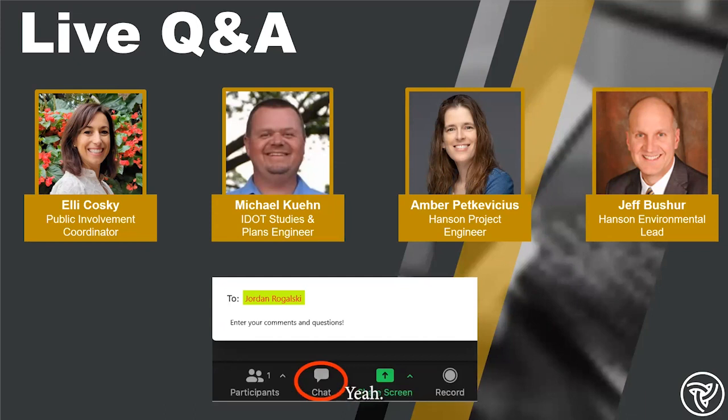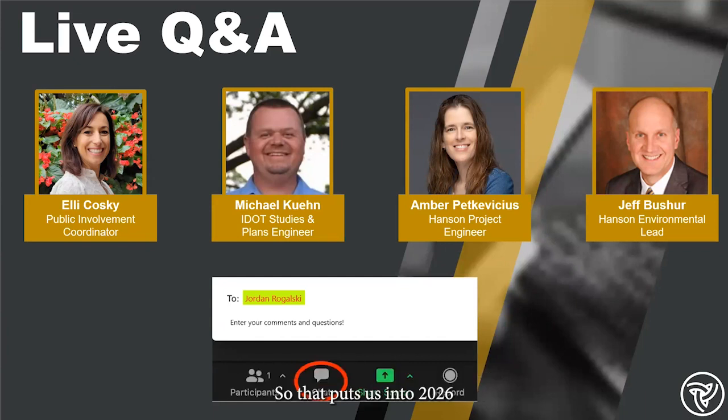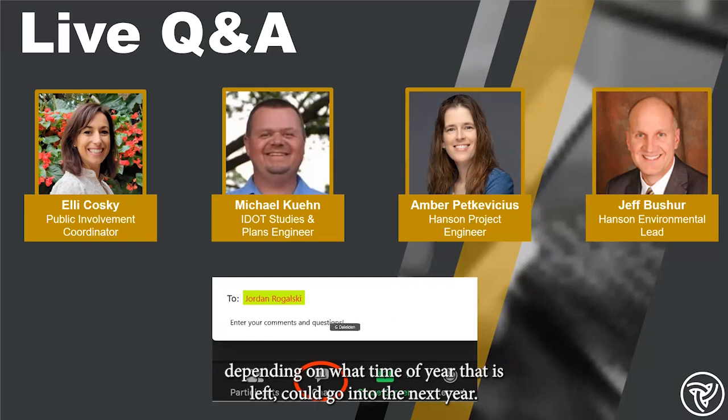Sure. That was the timeline that we were given on one of the earlier slides. As we mentioned, we were hoping to conclude phase 1 in the early part of 2024. Then the next would be phase 2, which we said the governing task item would be land acquisition, which could take up to 2 years. That puts us into 2026 for when this project would get let, and then construction itself, depending on what time of year that is let, could go into the next year. So we're anticipating 2026 to 2027 for construction.